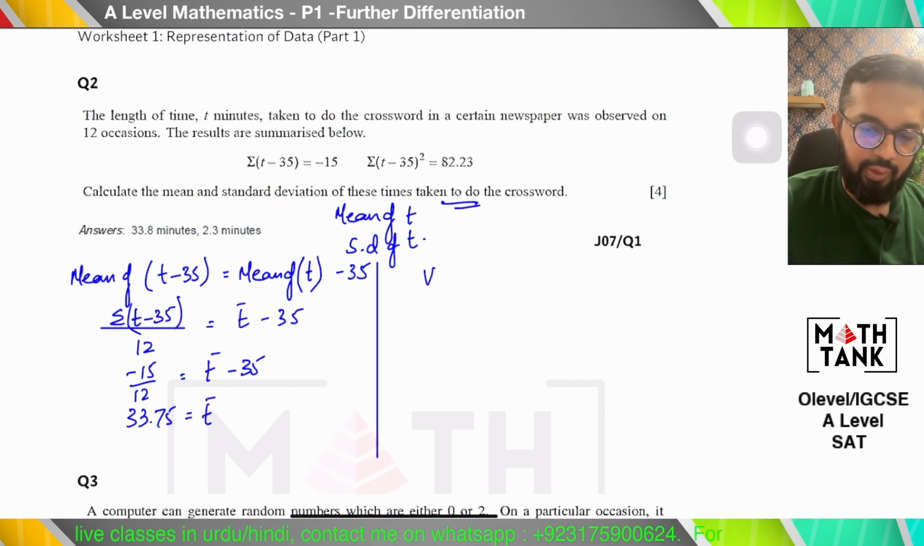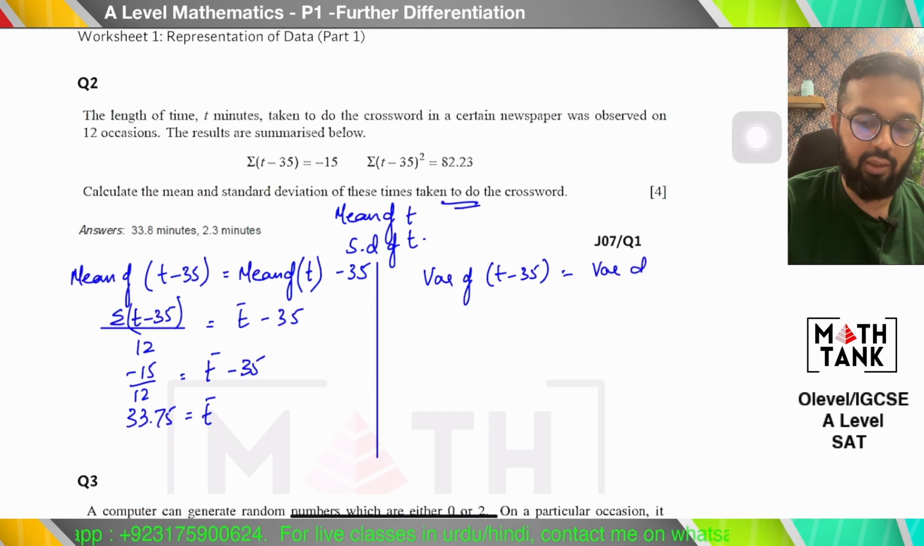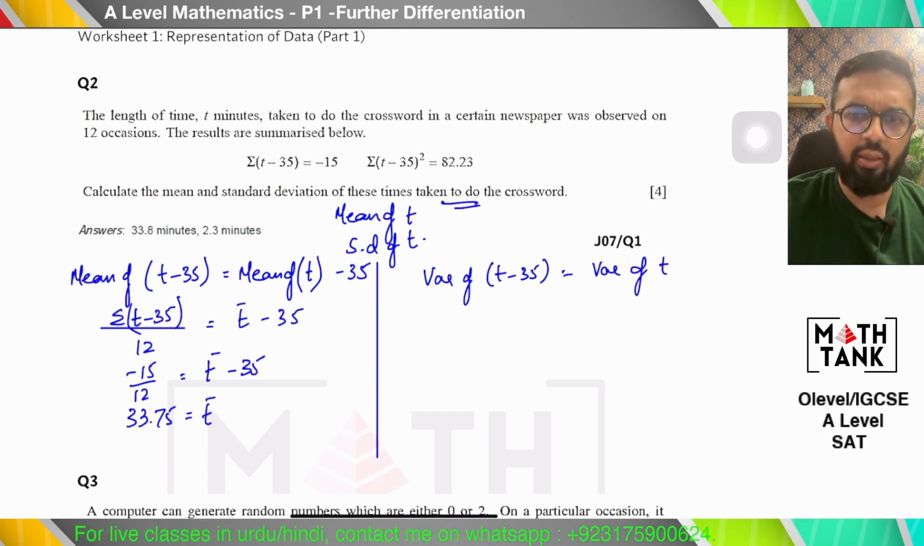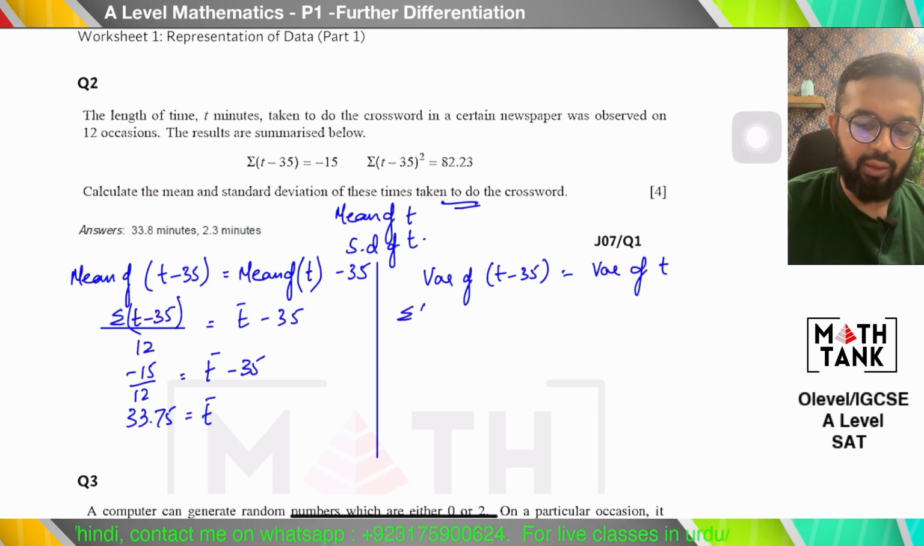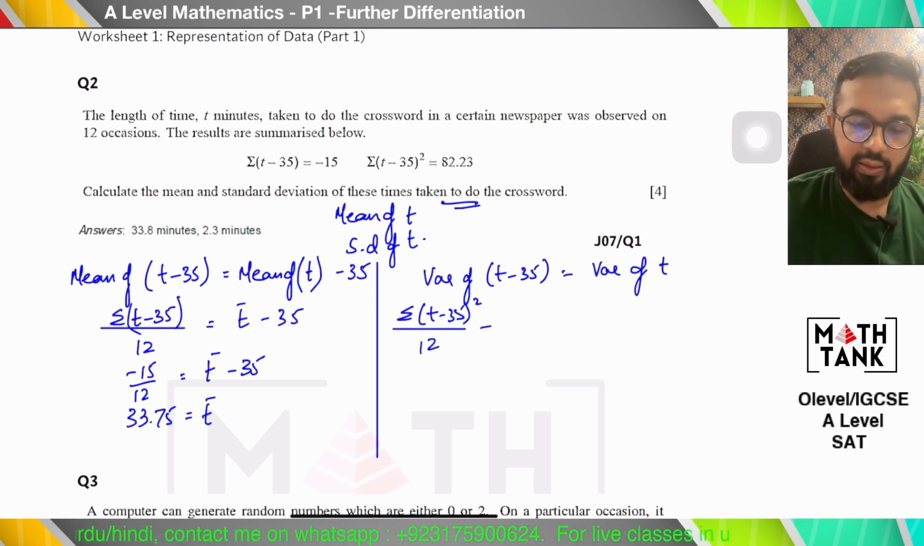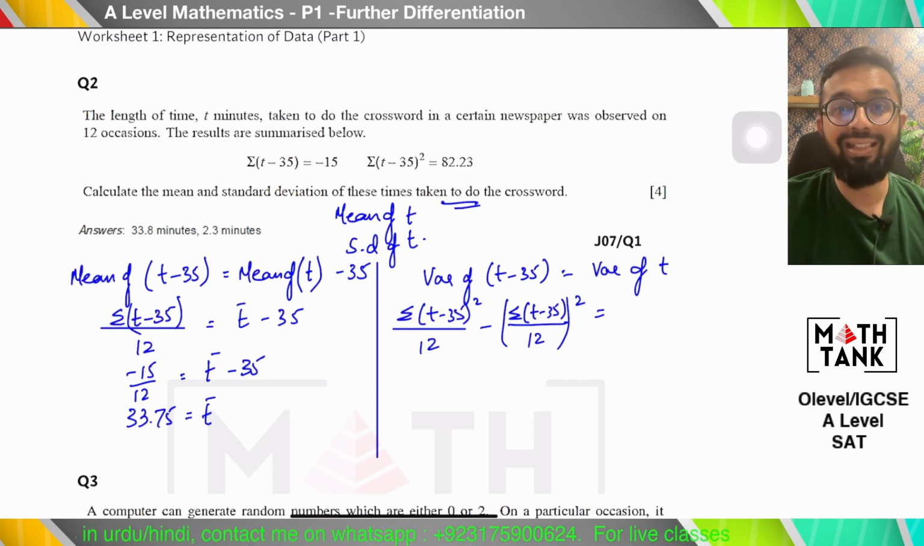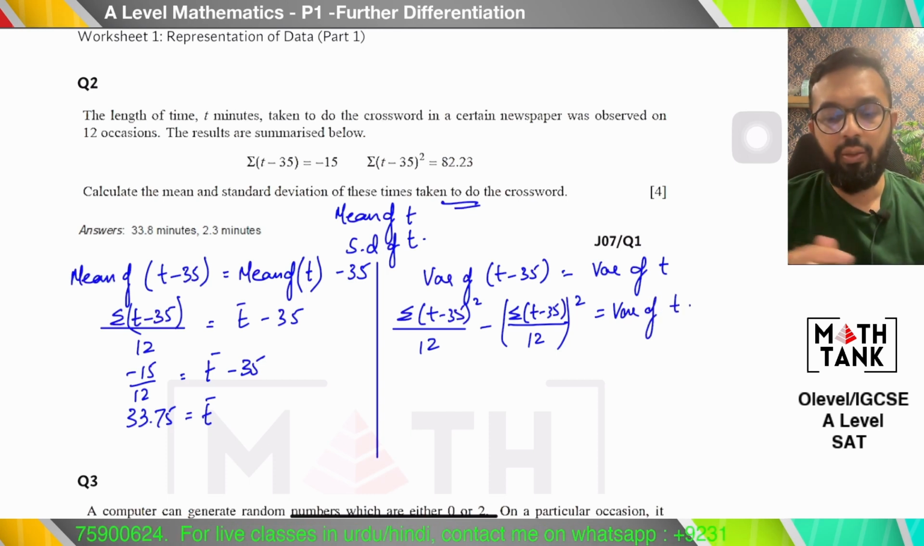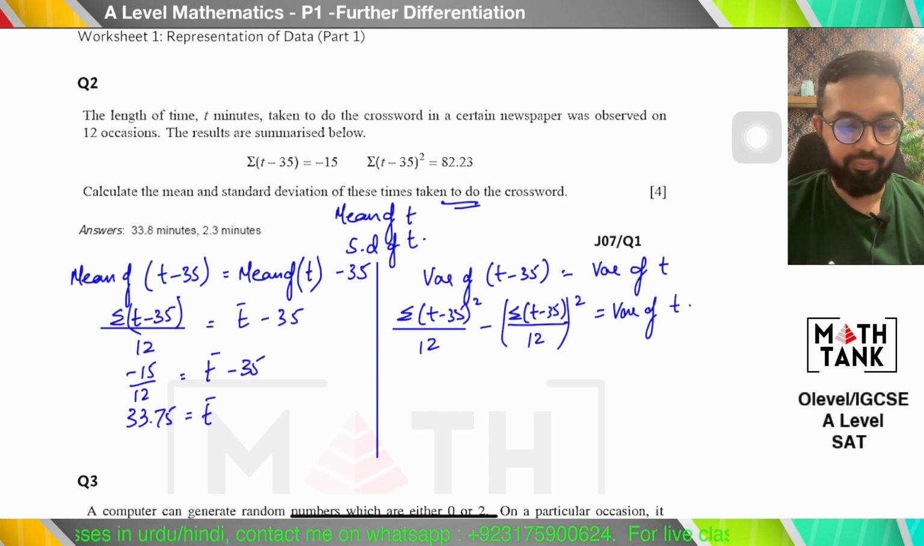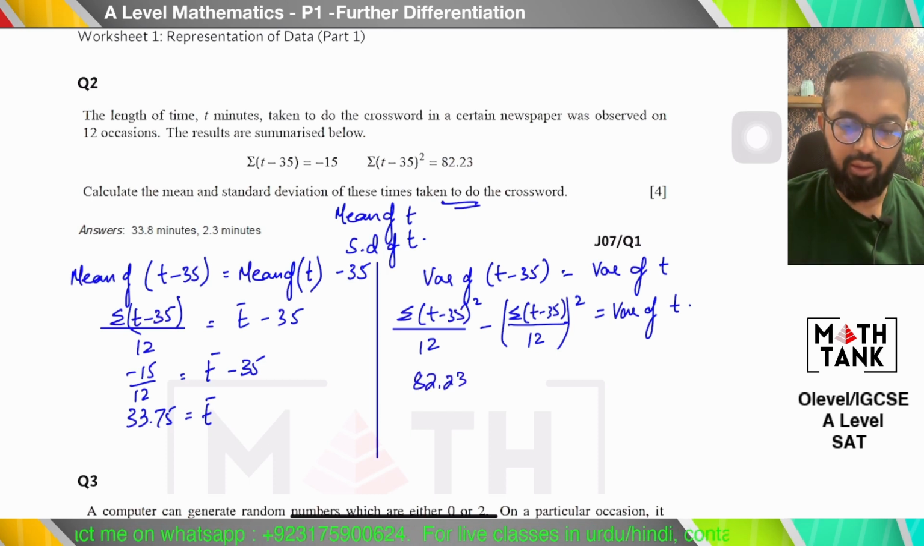I know that the standard deviation is equal, so the variance of t minus 35 should be the same as the variance of t. Once I have the variance of t, I'll be able to find the standard deviation of t. How do I calculate the variance of t minus 35? I'm going to say that the sum of t minus 35 squared over n, minus the mean of t minus 35, and that's whole squared. So it's the same variance formula. It's just that instead of using t itself, I've used t minus 35. So the variance of t, I get 82.23.